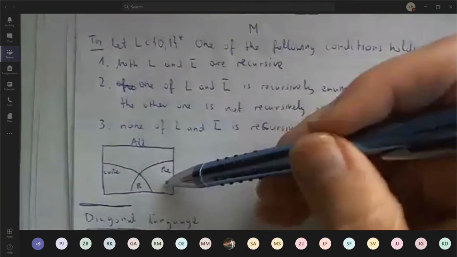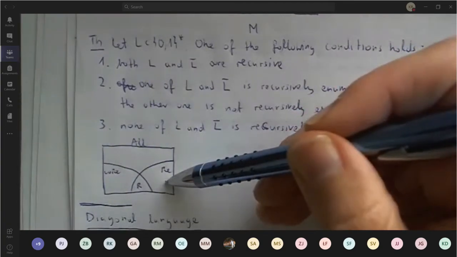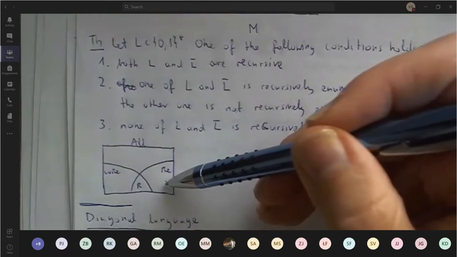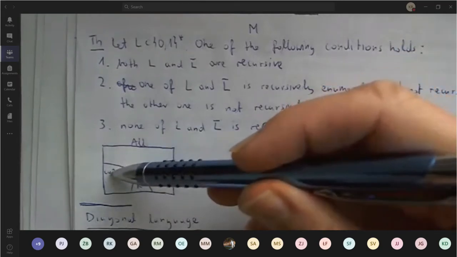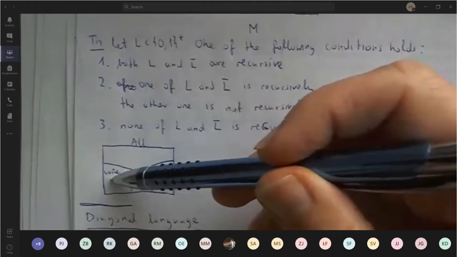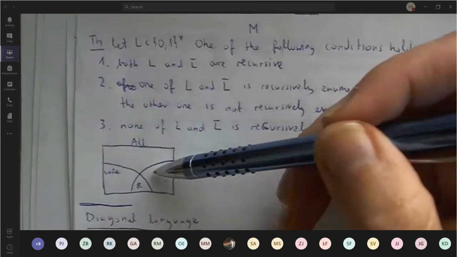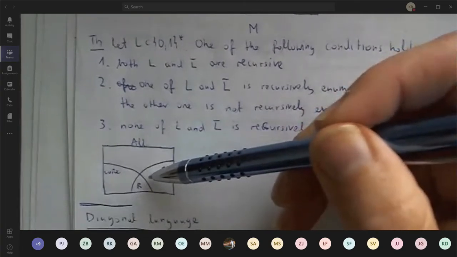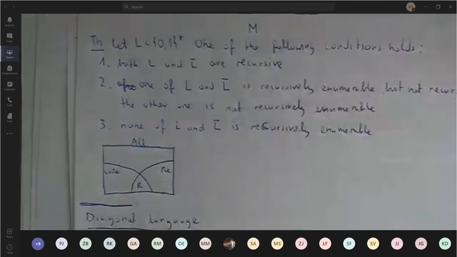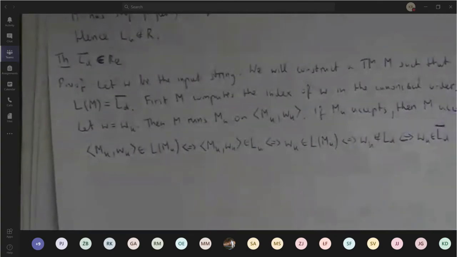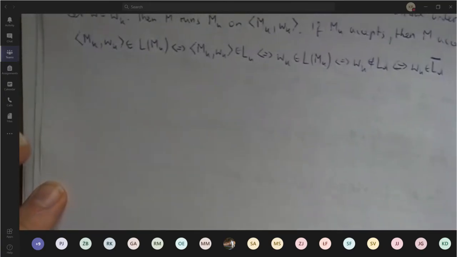So we know 2 languages from here, the universal language and the complement of the diagonal language, and 2 languages from here, the complement of the universal language and the diagonal language. Okay, and we will also place 4 more languages here on the map. So maybe I will start writing and then we will get the focus.